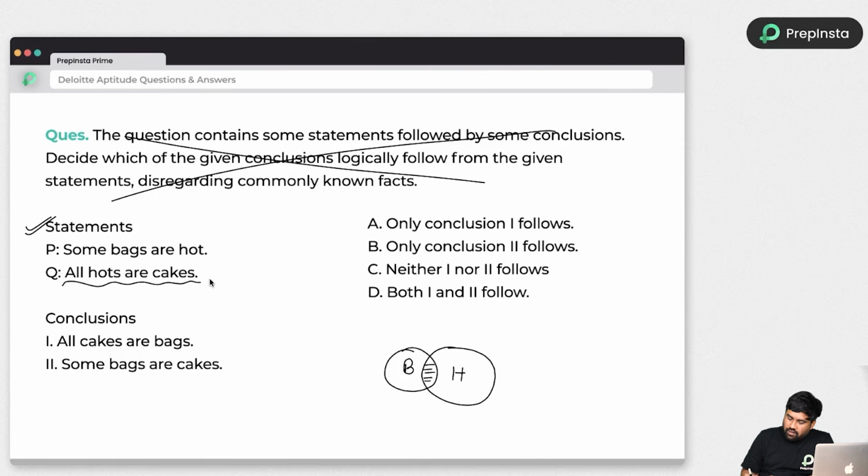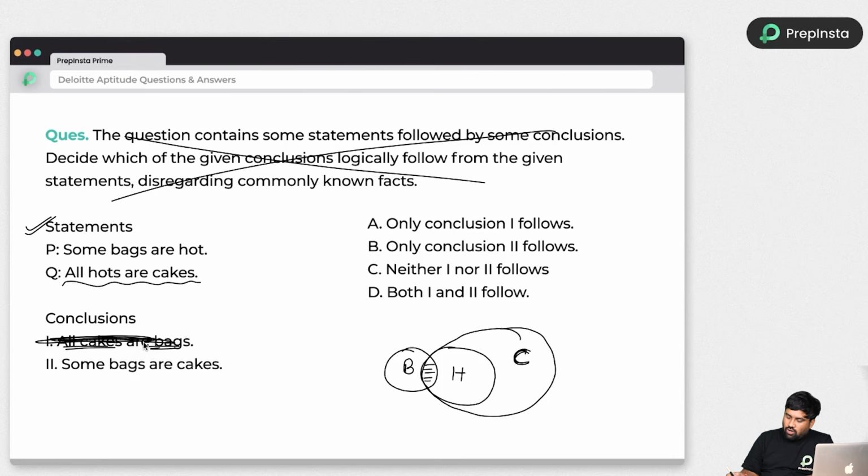Next, all hot are cakes. So in order to cover the hot set, you need to draw the picture like this. I can't explain everything in this video, but try to remember how to draw the picture. Okay, so this is the C. Then what is the relation between B and C? We need to find. See, all cakes are bags.